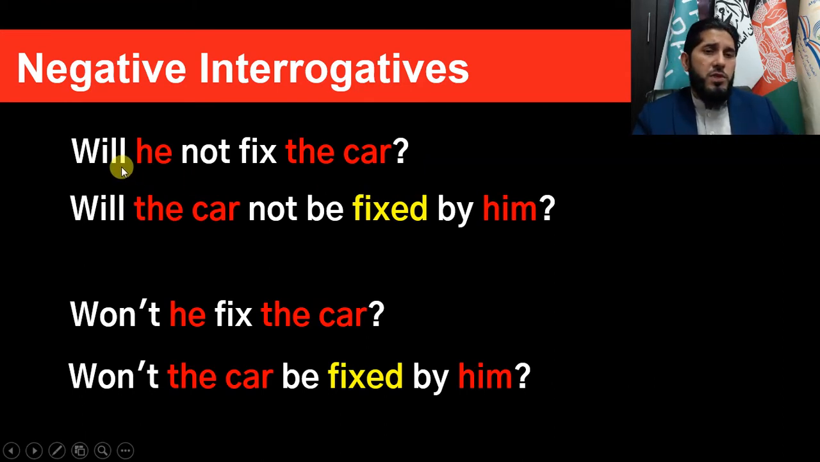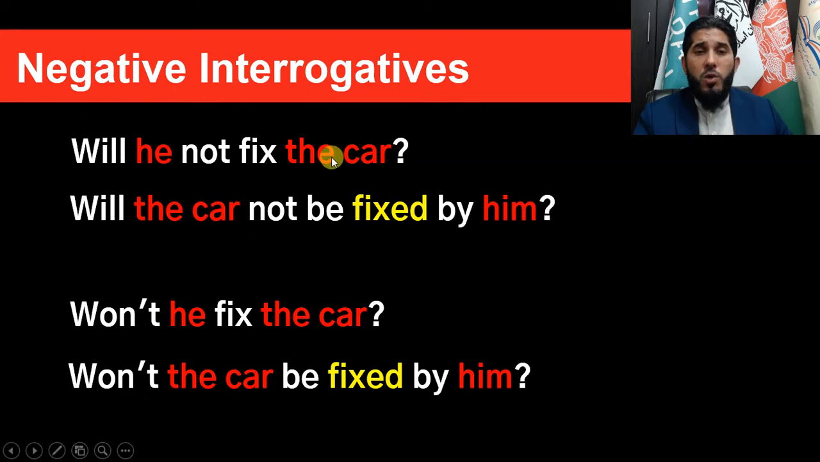So look at the first example. Will he not fix the car? So here he is the subject of this sentence, or you can say is the doer of this action, fixing, and car is the object of the sentence, or the object of this main verb fix. Okay, so will the car not be fixed by him? Will he not fix the car? Will the car not be fixed by him?